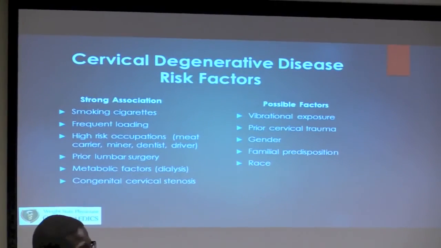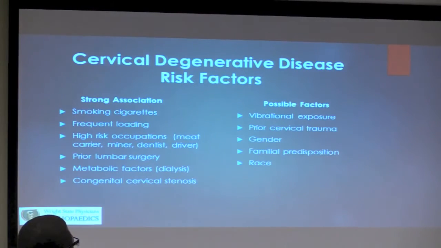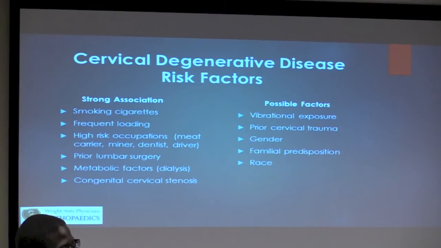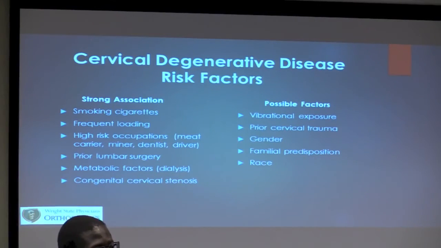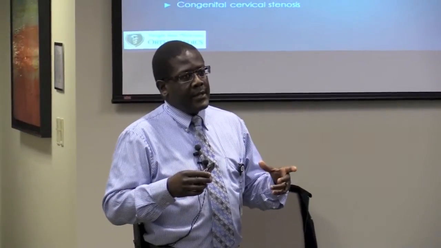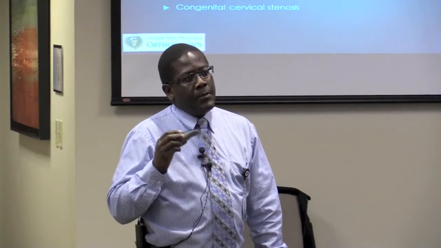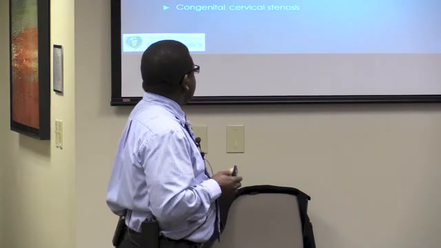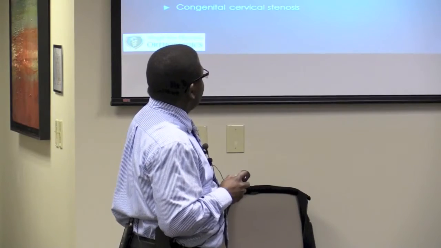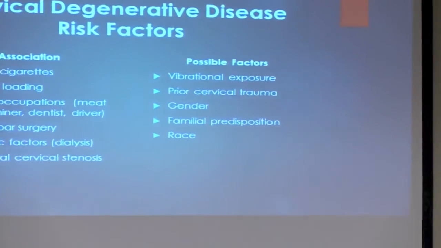So some of the risk factors for degenerative disease are smoking, frequent loading, high-risk occupations, and previous lumbar surgery. The cervical spine and the lumbar spine tend to be connected in that way, that things that sometimes happen in the cervical spine also happen in the lumbar spine. Then other illnesses that you could have, for example, kidney disease. And then you can have other things like the amount of space you have available. Some people are born with naturally small spinal canals, and people with that condition are more prone to develop symptomatic degenerative disease. Other possible factors are vibration, previous trauma, gender, familial disposition, and race.